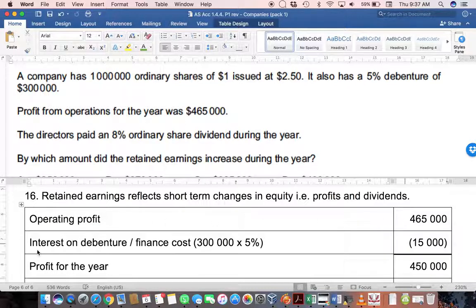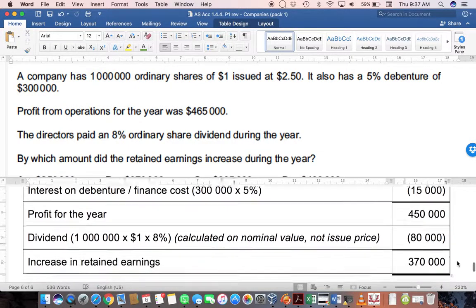If you have a look, you can see I've started with the operating profit, but then I've included my interest on the debenture, otherwise known as a finance cost, which I work out by saying the $300,000 times 5% to get $15,000 as my interest cost. And that means that my profit for the year is actually $450,000. So that is the amount that would then go to appropriation to be divided between the shareholders and being kept in the business.